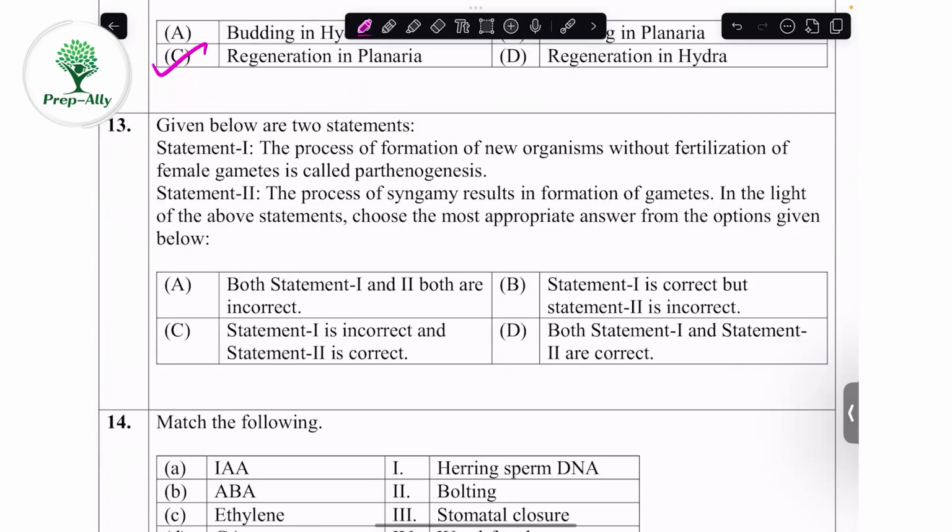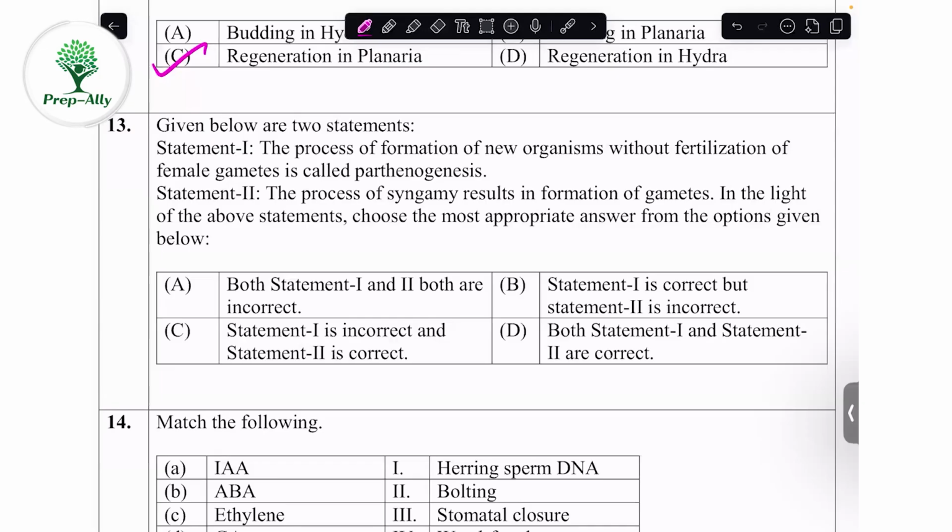13th question. Statement 1. The process of formation of a new organism without fertilization of female gametes is called parthenogenesis. Parthenogenesis is nothing but formation of new organisms where no fertilization takes place. Fertilization of gametes doesn't take place in parthenogenesis. Got it. So statement 1 is correct.